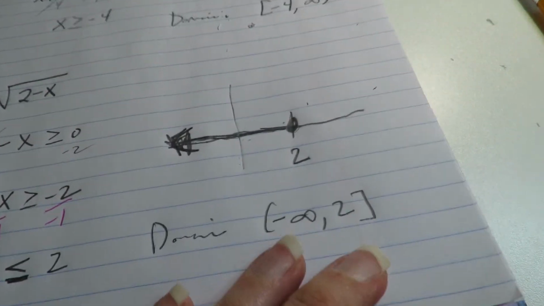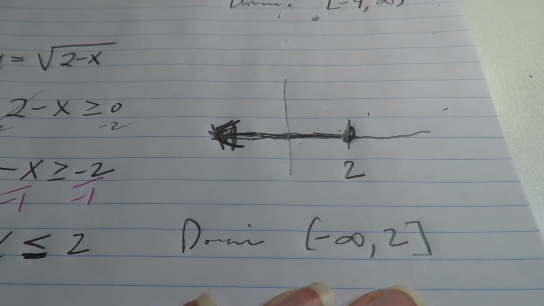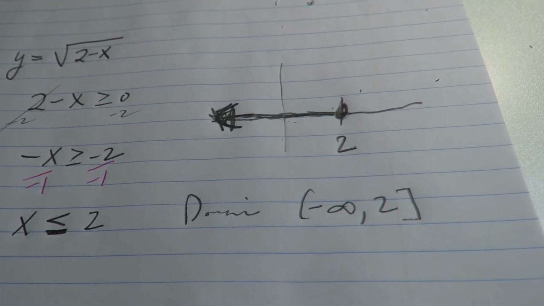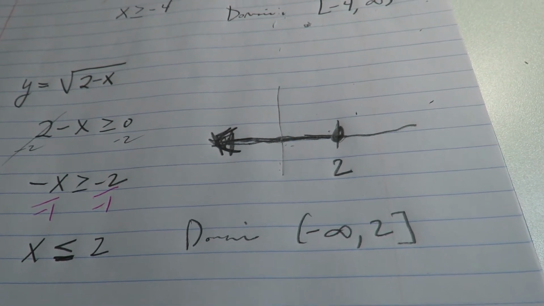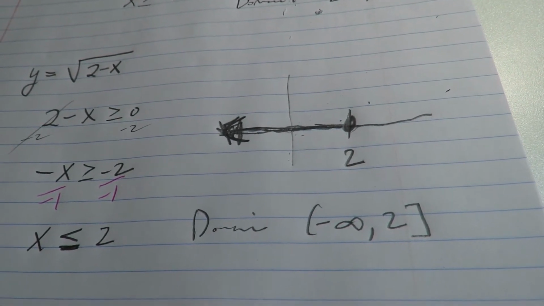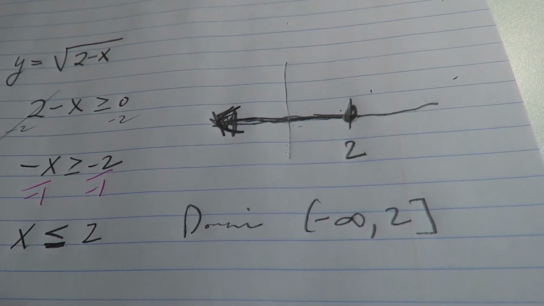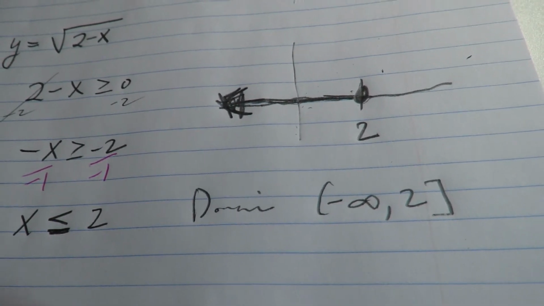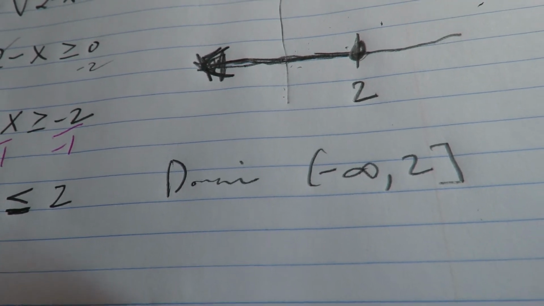Just remember that infinity always gets a parenthesis because infinity is not an exact position in space. It's more conceptual. So it's not like it always gets a bracket, positive or negative infinity, because it's not an exact position in space. You can't stop at -infinity where I can stop at 2, okay?